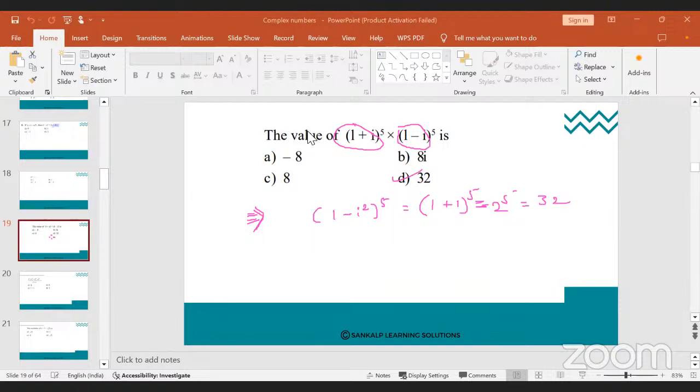These questions look very easy when you get the solution, but sometimes you have to use some smart trick for this, splitting and using the basic formula, so that you will get the correct answer within no time. Yes. Next question.